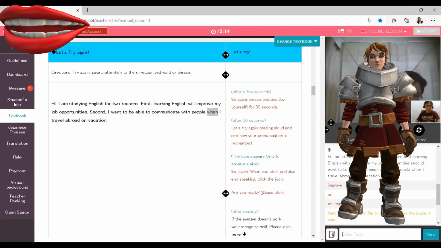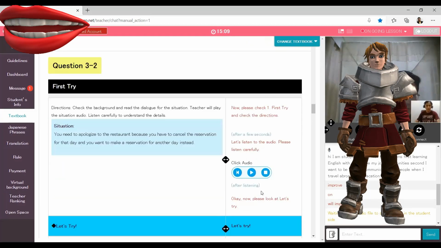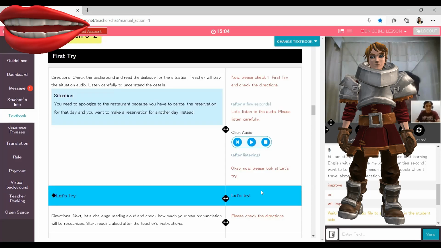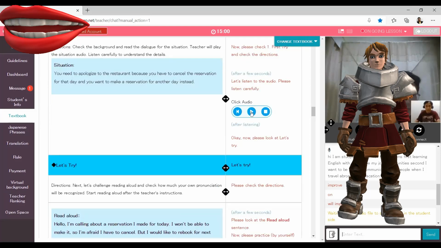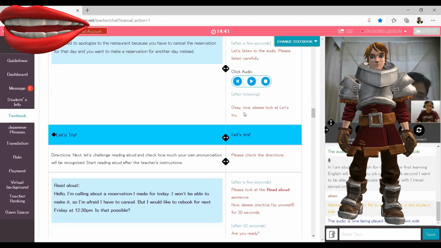All right, so now let's move on to the second one, question two. Let's start with the first try. Okay, so you know the direction already. So now please listen to the situation. Okay, here we go. You need to apologize to the restaurant because you have to cancel the reservation for that day, and you want to make a reservation for another day instead. All right, do you understand the situation? Is it clear?